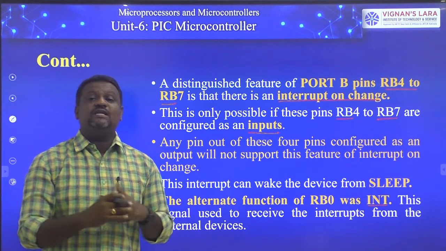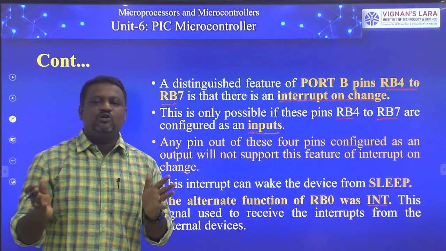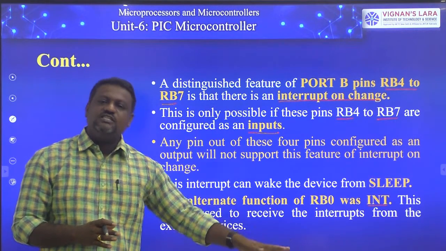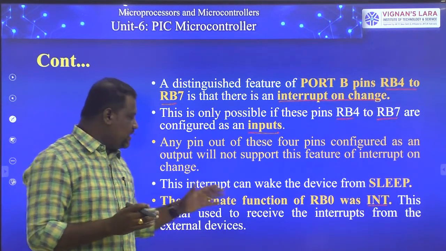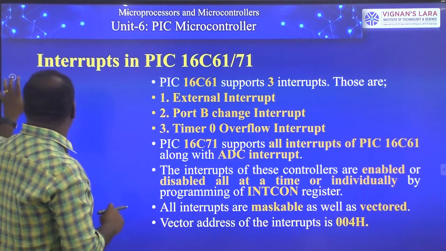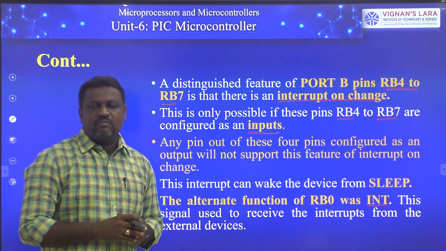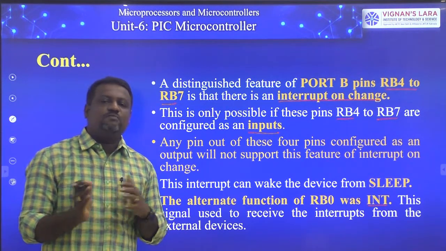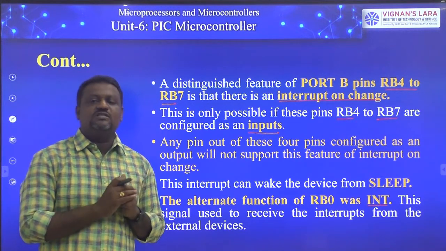There is no alternate function for the rest of the port B signals, that is RB1 to RB7. There is no alternate function either in PIC 16C61 or in PIC 16C71. We identify an alternate function for only one, that is RB0, which is the INT signal. So I hope you understand, friend, the concept of IO ports present in PIC 16C71 as well as PIC 16C61.